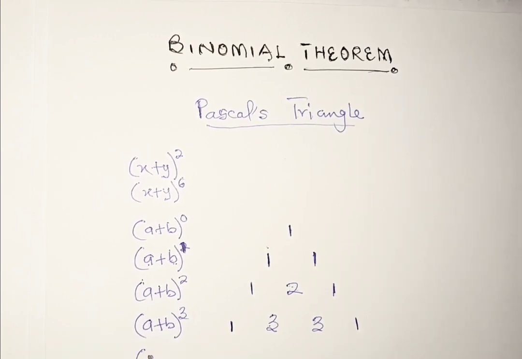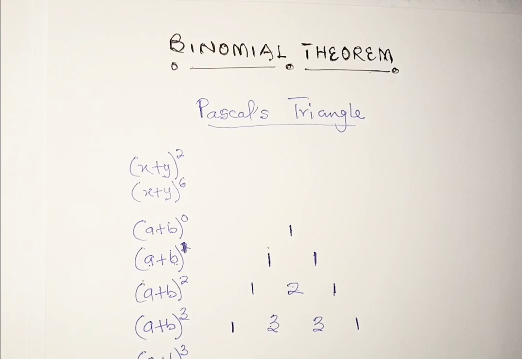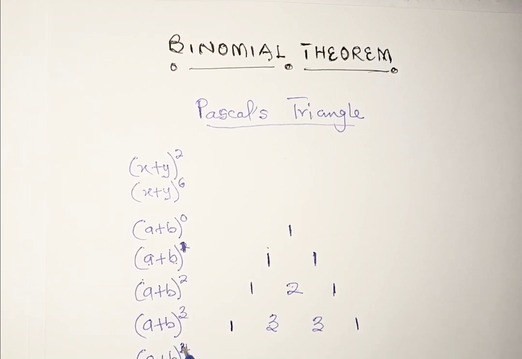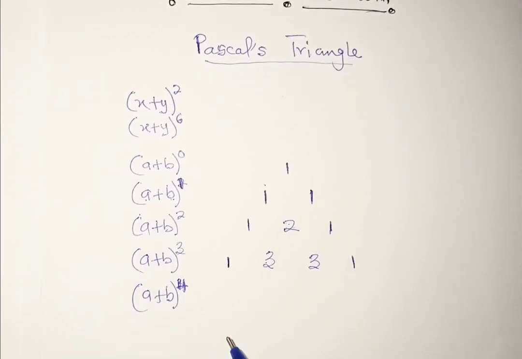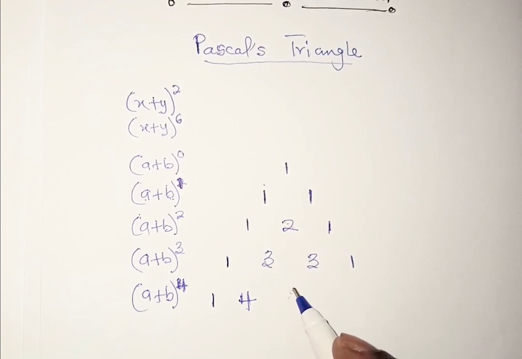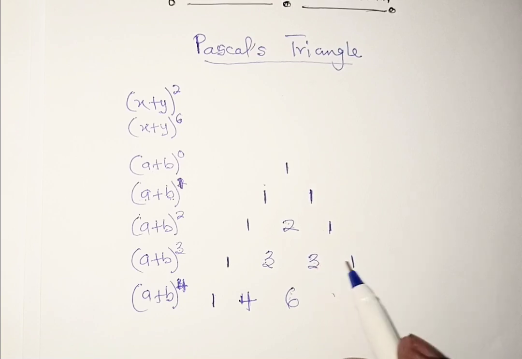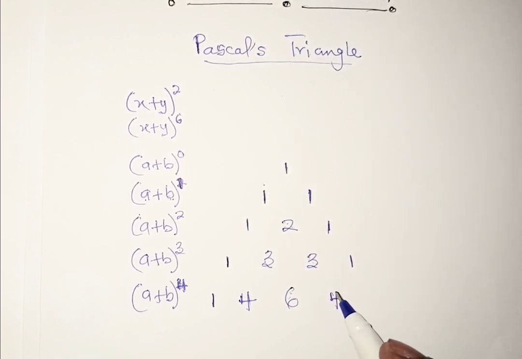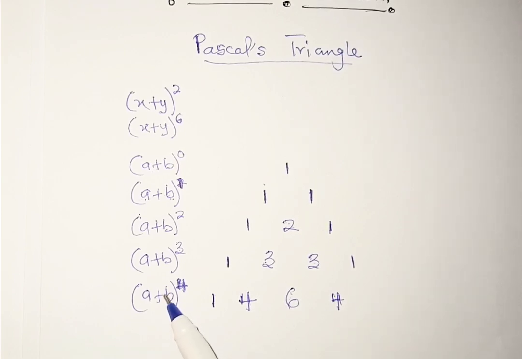Now let me add another one. We have (a + b) exponent 4. Good. So here is already 3, so let's make this 4. So my first coefficient gives me 1. And what is above here? 1 and 3 is above here. So I'll add this to this, and I'm getting my 4. What is above here? 3 and 3. So I'll add it and I'll get my 6. What is above here? 3 and 1. So I'll add and get my 4. Good. And then the last coefficient is 1. So I will write my 1 here.